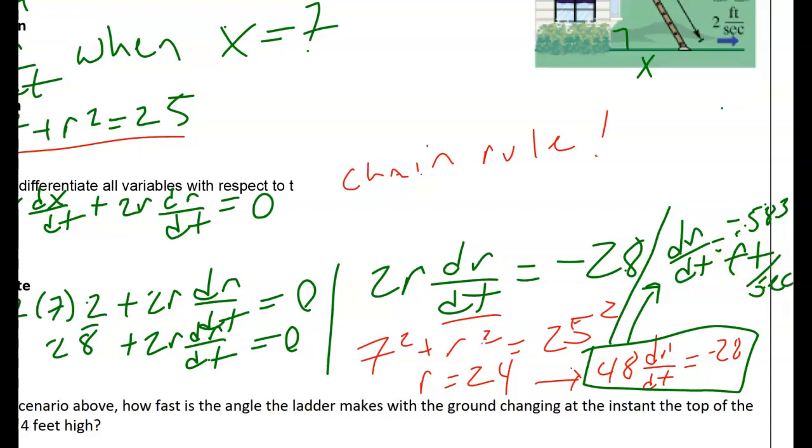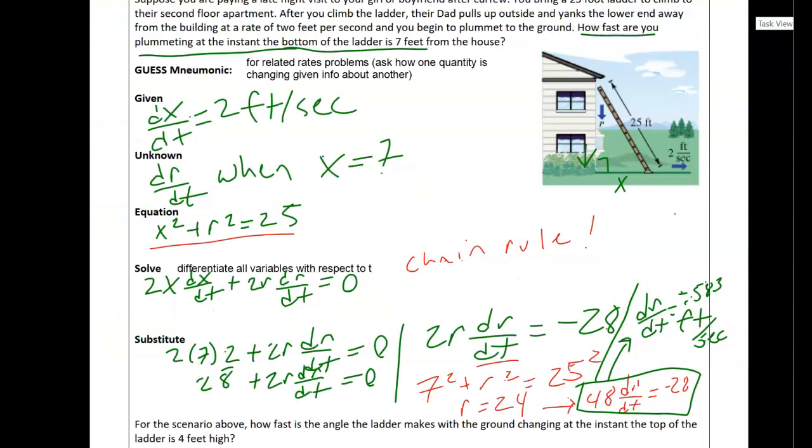Right, so now I've solved for this rate that the ladder is sliding down the wall. And it makes sense that my answer is negative, right? Because my ladder, remember, was sliding down the building. So the key step here, and what really makes this hard, is sometimes you have to go back and solve for another quantity you need.